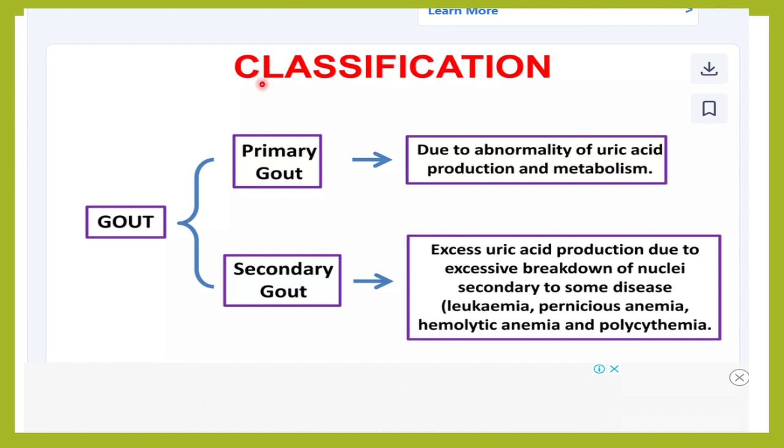So how do we classify gout? Gout is classified as primary and secondary. Primary because there is an abnormality in the uric acid production metabolism. Secondary could be because of certain diseases, like leukemia, pernicious anemia, hemolytic anemia, polycythemia. So when it is because of some secondary cause, this is called secondary gout. When there is any defect, like in Lesch-Nyhan syndrome, there is a genetic abnormality that itself is causing uric acid, that is called primary gout.